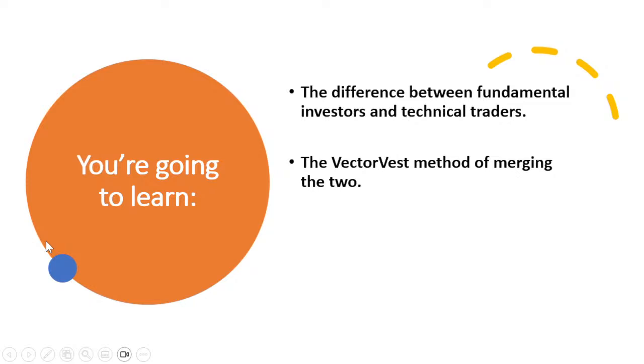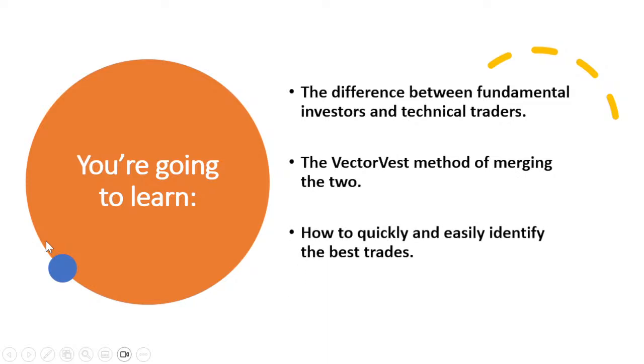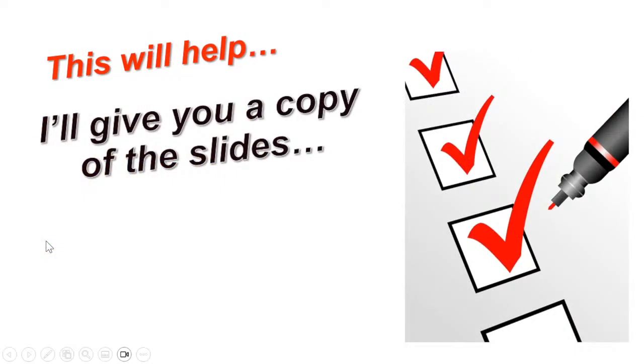If you're subscribers, you know the VectorVest method makes it much easier to analyze stocks because of the information and indicators that we provide. So we're going to talk about how we merge the two camps, the two different approaches to market trading. And then finally, an important part as well: how to quickly and easily identify the best trades. We not only don't want to spend too much time researching candidates, we also don't want to spend a lot of time identifying them.